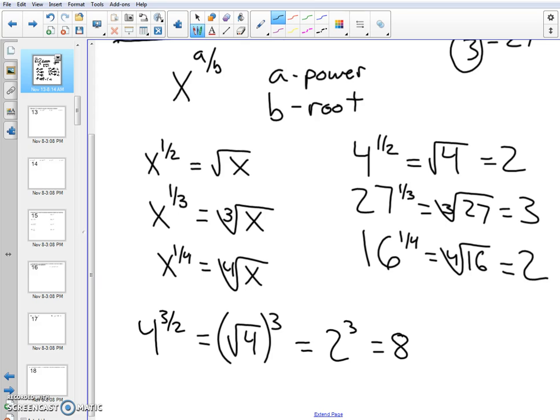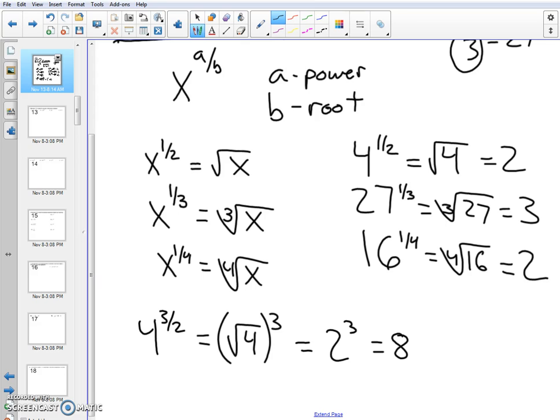You can actually do them in either order. You can do the root and then the power, like we did, or you can do the power then the root. What happens if you do the power first, though, is sometimes your numbers get kind of big, so I typically do the root first if I can.